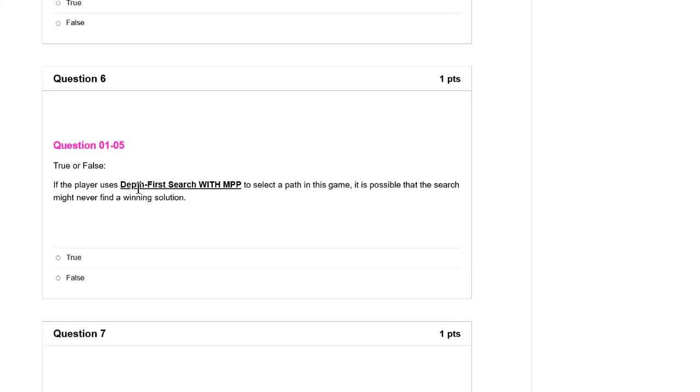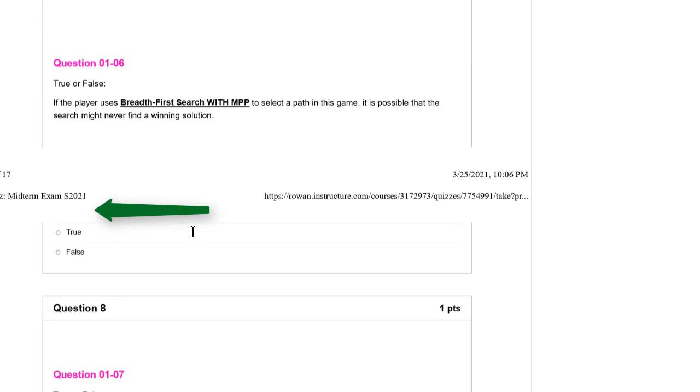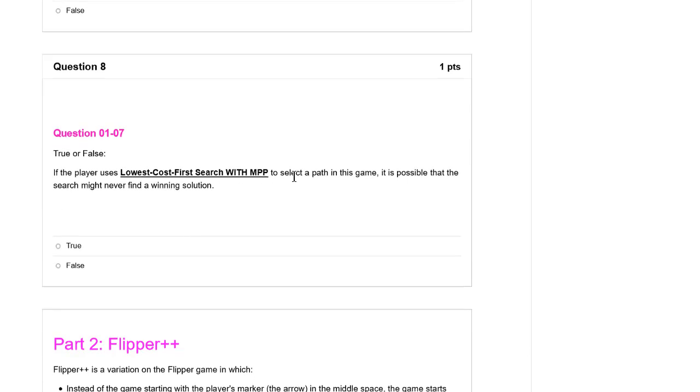If you use depth first search with multipath pruning, then it's not possible that the search might never find a winning solution. So now we've got a false for this one as well, right? And breadth first search with MPP is no worse than breadth first search without MPP. So again, this is false. And lowest cost first search with MPP is no better than without MPP. So the answer is we will always find a winning solution in a finite amount of time, right?